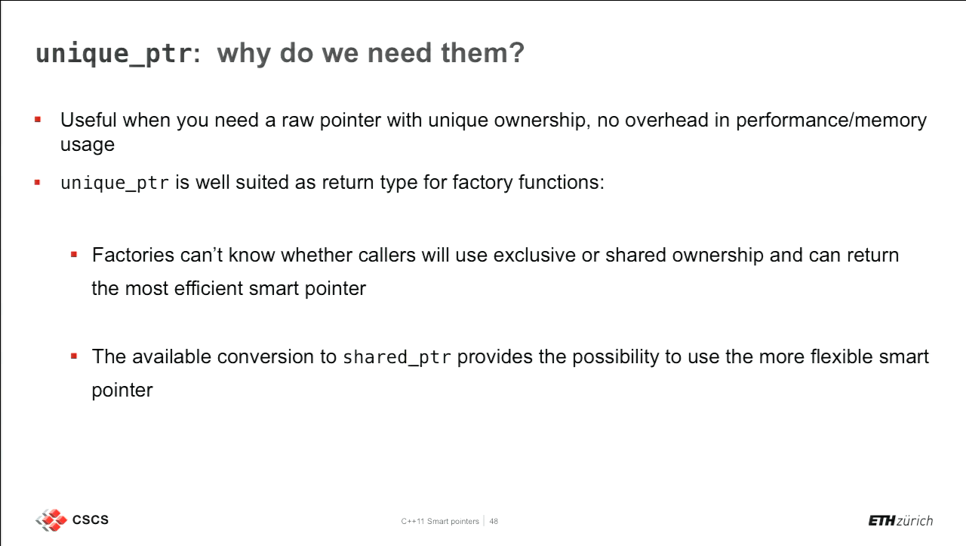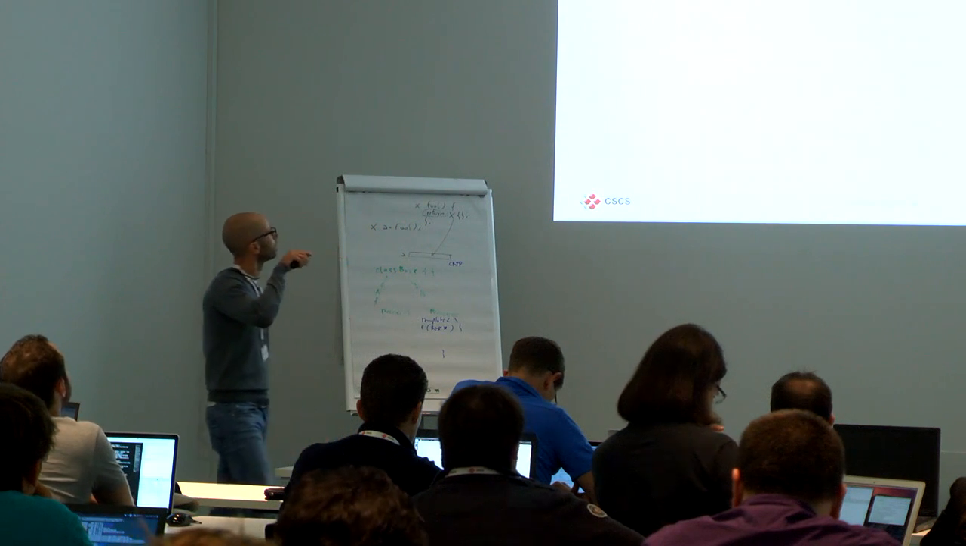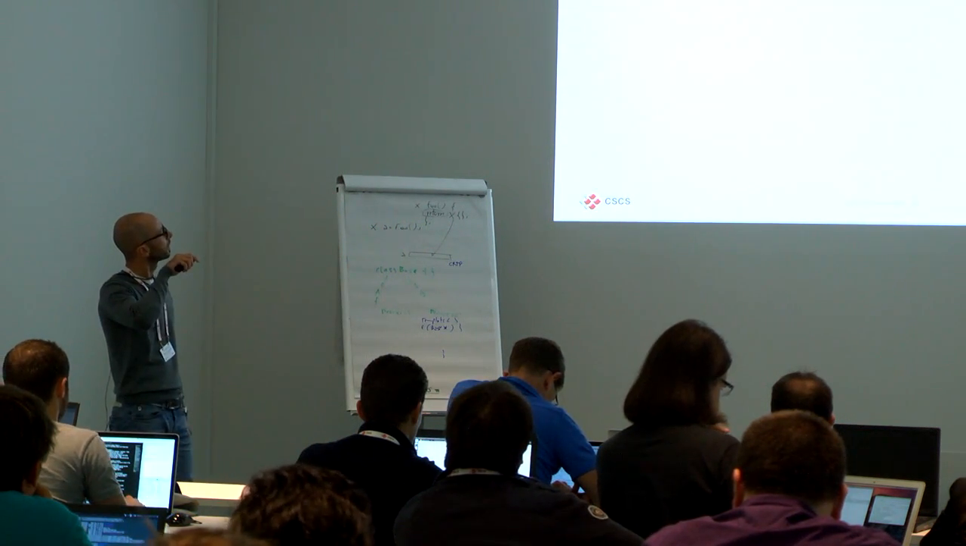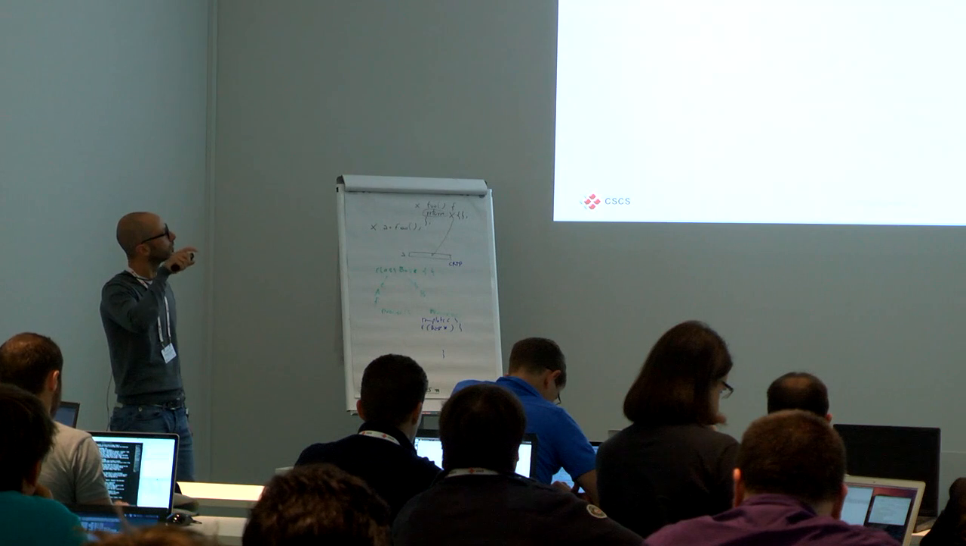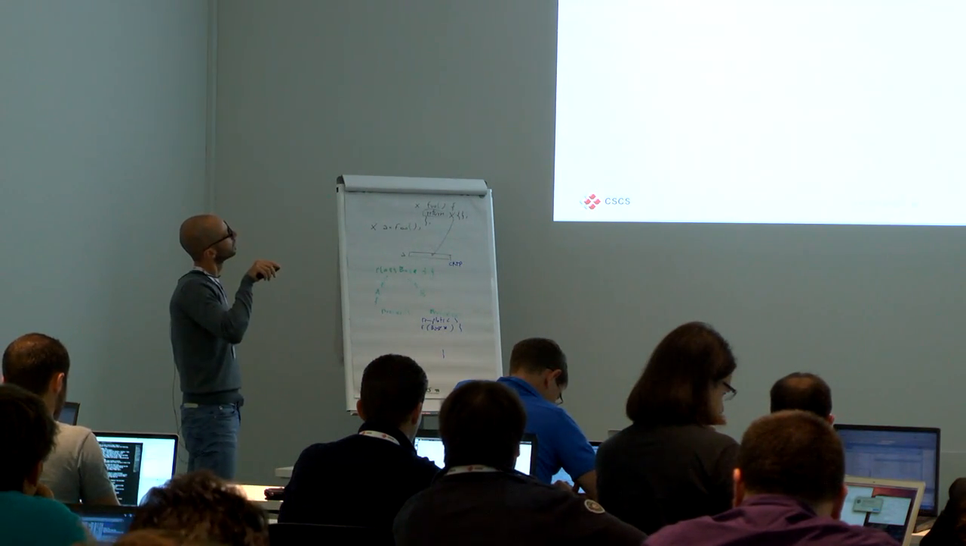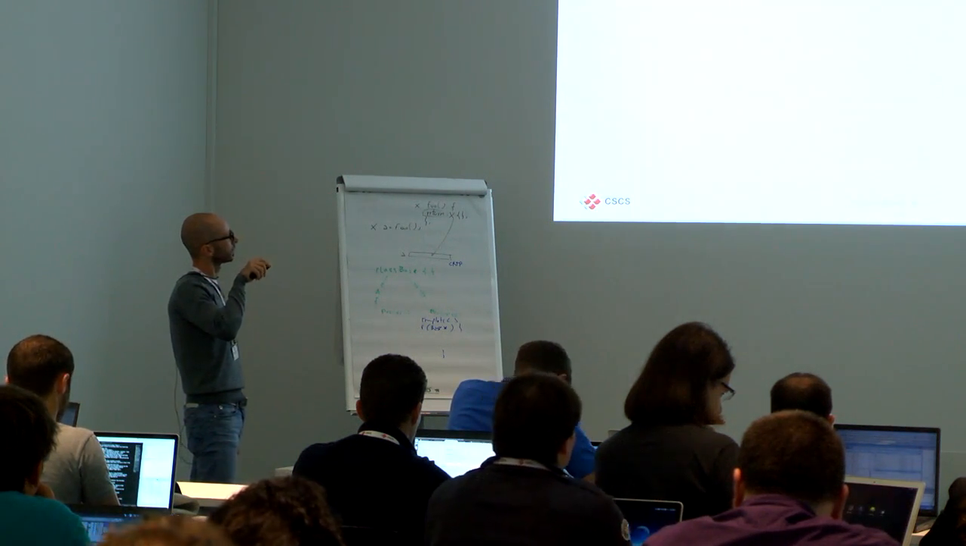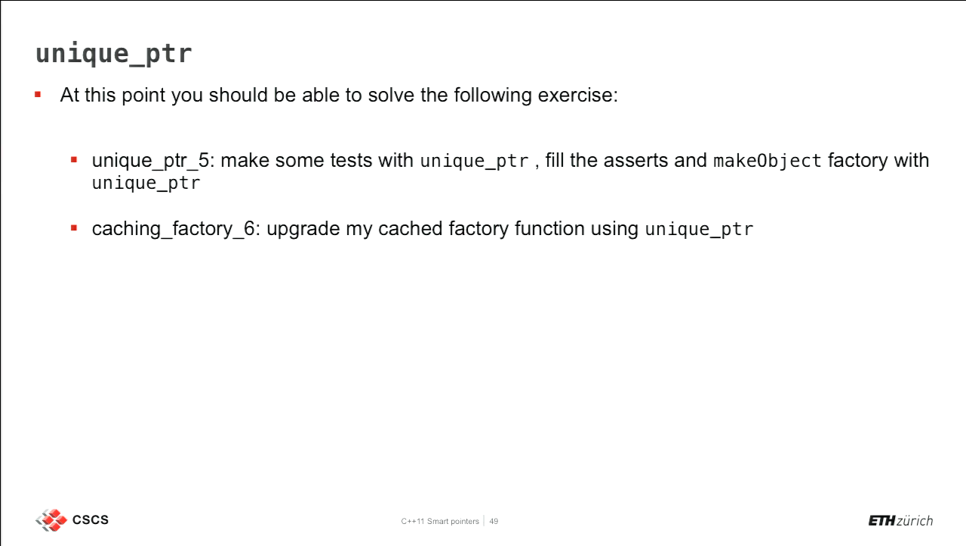But also in this case, we will have an example that will give you a better idea. Basically, we have two examples. One is this exercise that gives you the possibility to make some easy experiments with the unique pointer, and you also have this other exercise that asks you to upgrade the cachefactory function in order to use this unique pointer.